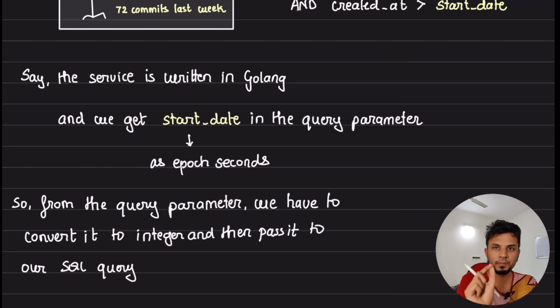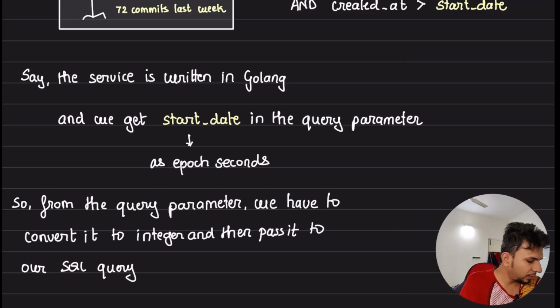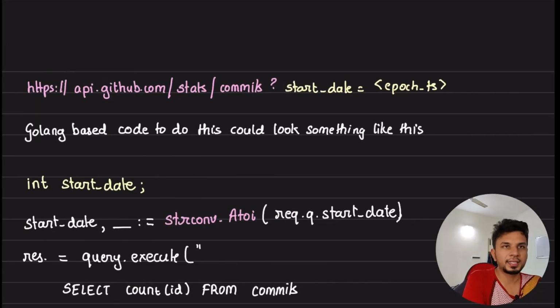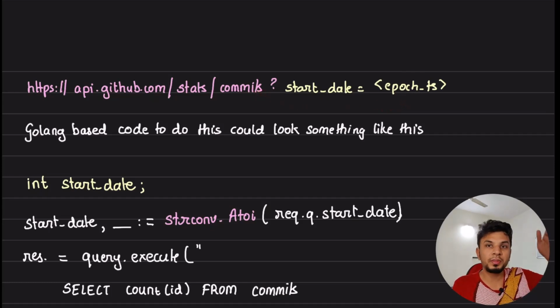So from your front end, you would get a request something like this: https://api.github.com/stat/commits, and in the query parameter we pass start date is equal to some epoch timestamp. So from this epoch timestamp, how many commits have been made, right? And why do we want to do that?